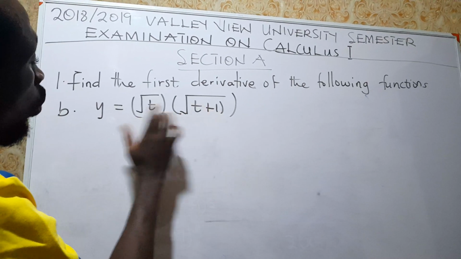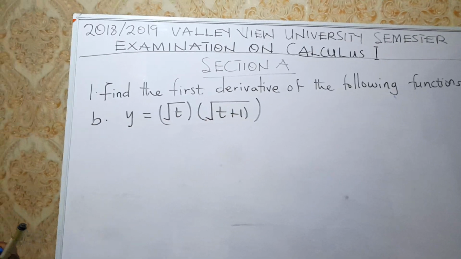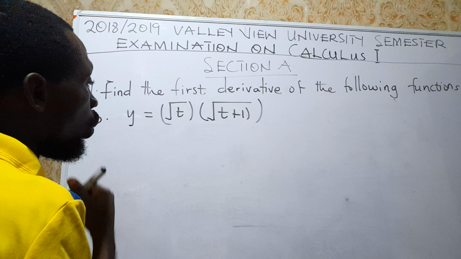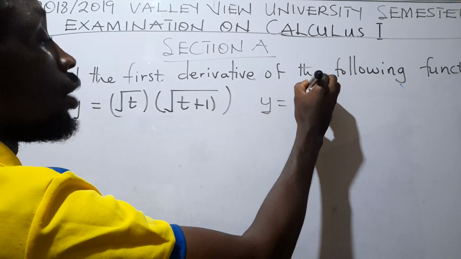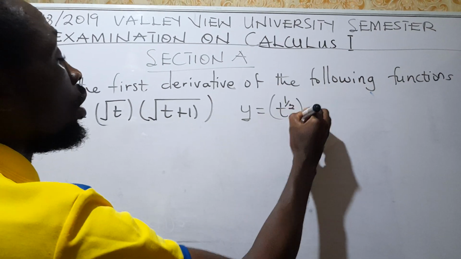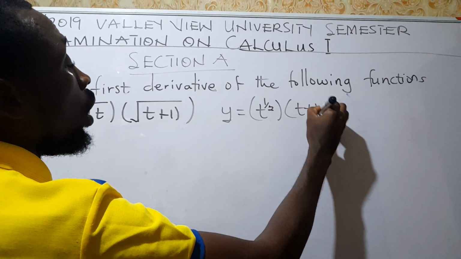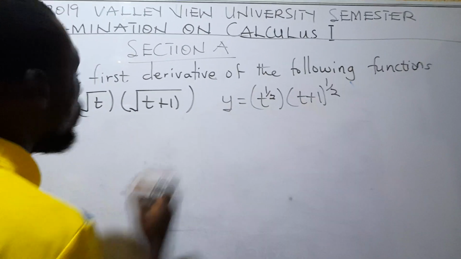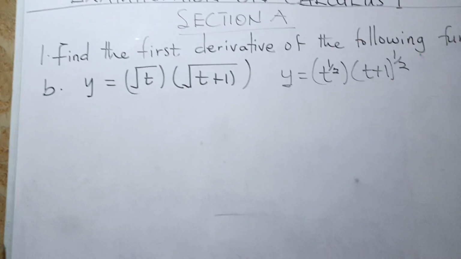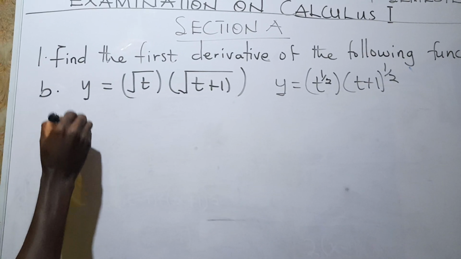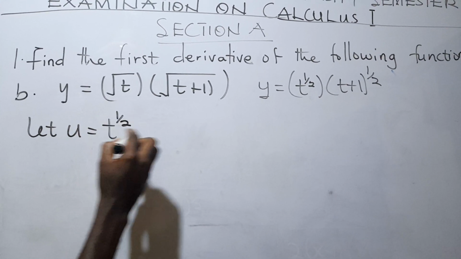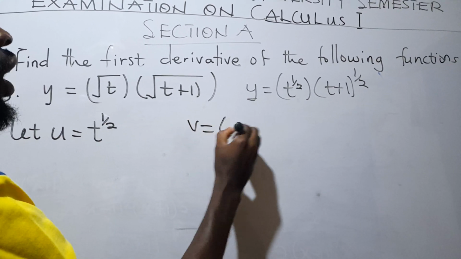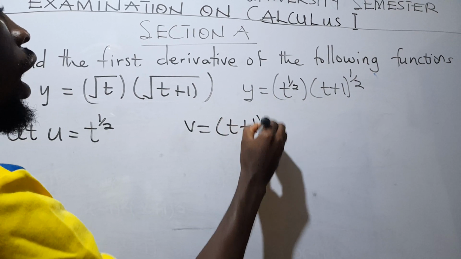So remember, when two functions are multiplying, we use what is called the product rule. So we can rewrite this function as y equals t exponent half times (t plus 1) exponent half. So we use the product rule. We let u be equal to the first function, t exponent half, then let v be equal to the second function, (t plus 1) exponent half.